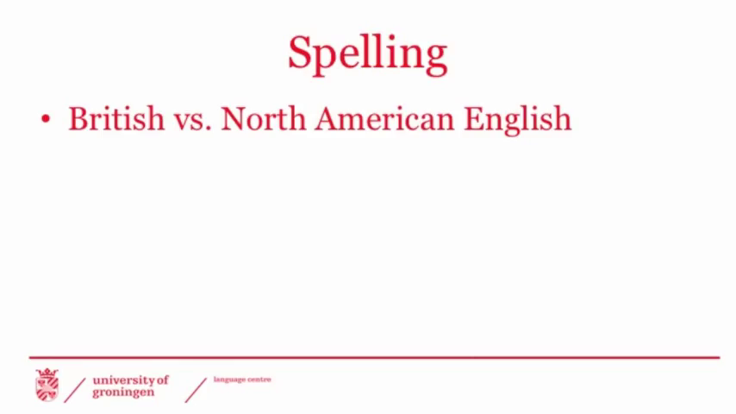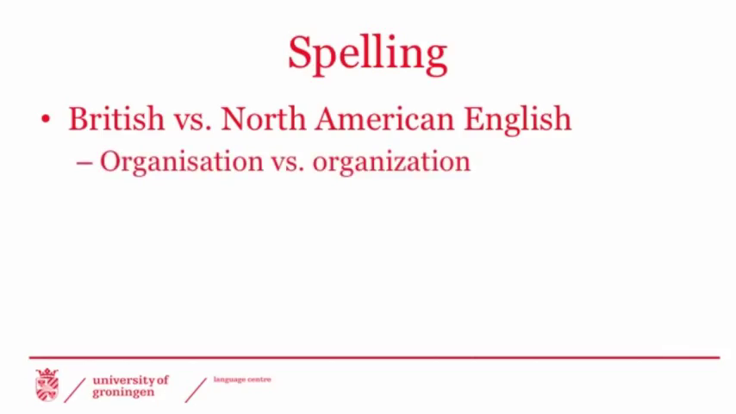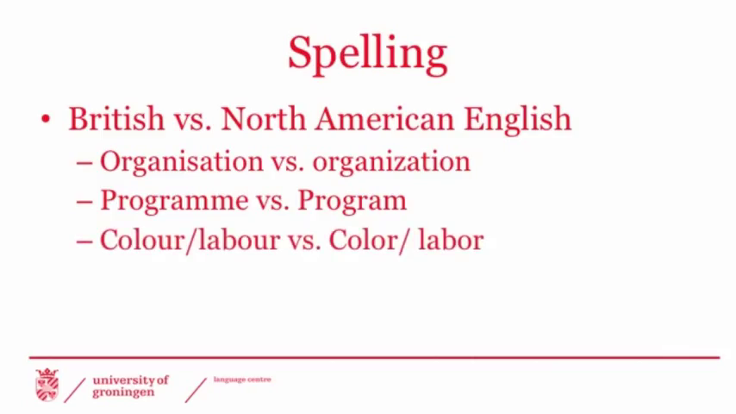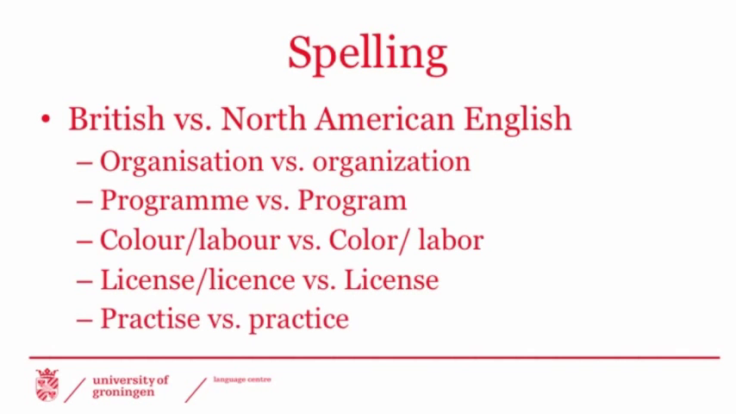Here are just a few examples in which the British and North American spelling styles differ. With the S and Z in organisation, standardisation, harmonisation, etc. With an extra ME at the end of programme, an OU in colour, labour, etc. And the difference, or in fact no difference, between nouns and verbs, such as in licence and practice.